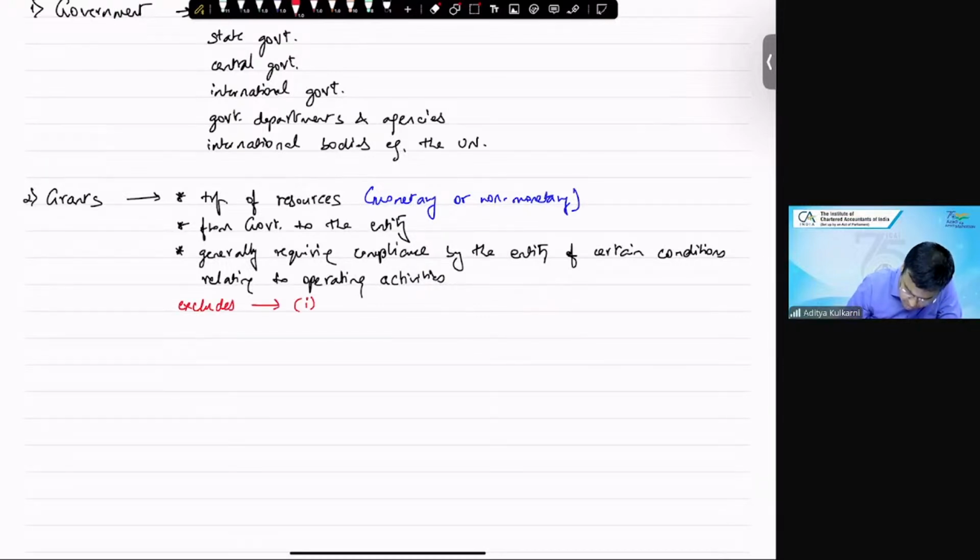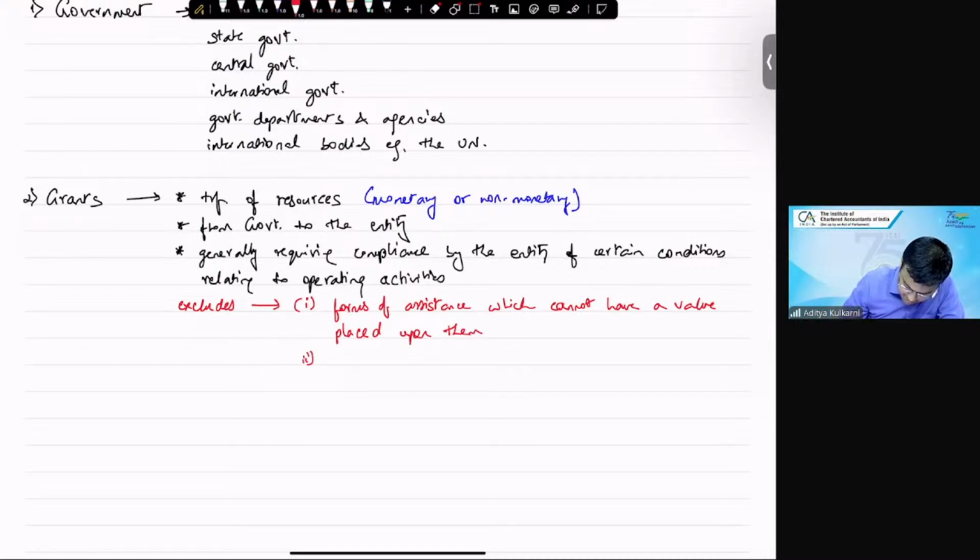First one, what does it exclude? Items where there is no value that could be placed upon them. Okay. Forms of assistance which cannot have a value placed upon them.